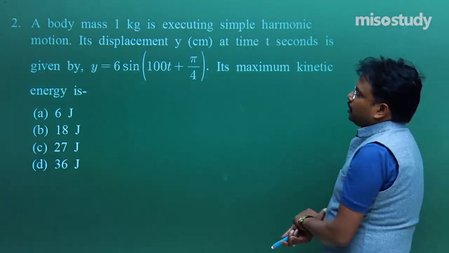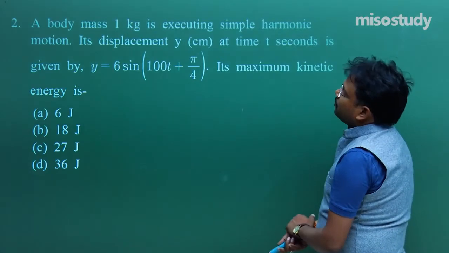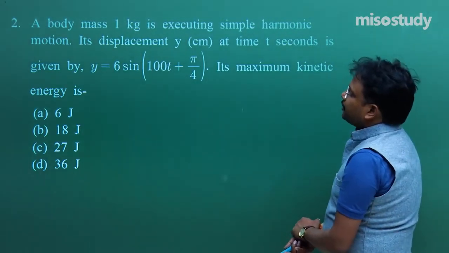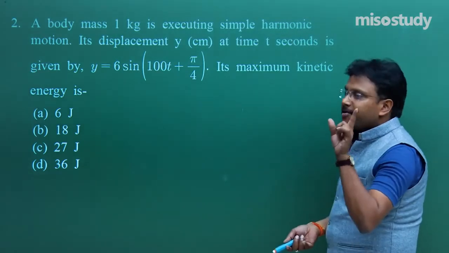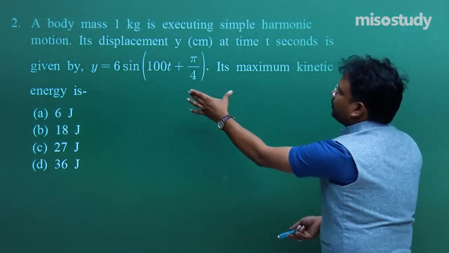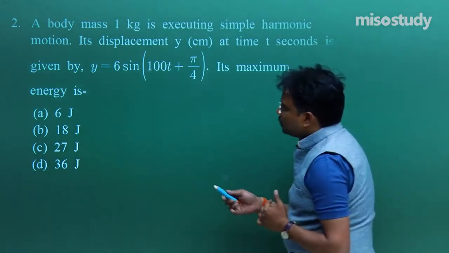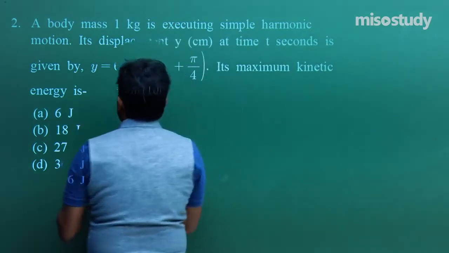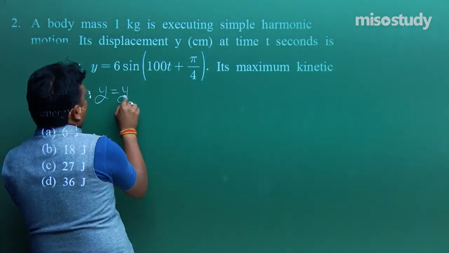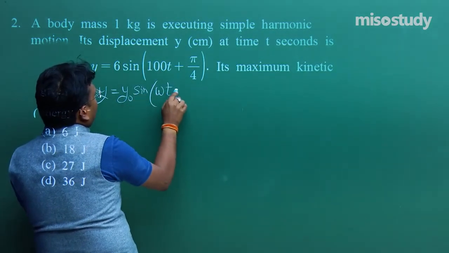Now, in this question, a body of mass 1 kg is executing SHM, simple harmonic motion. Its displacement y in centimeters at time t seconds is given by this relation. I think I should mention this standard equation over here, then it's going to be easier for you to understand: y is equal to y naught sine omega t plus phi.